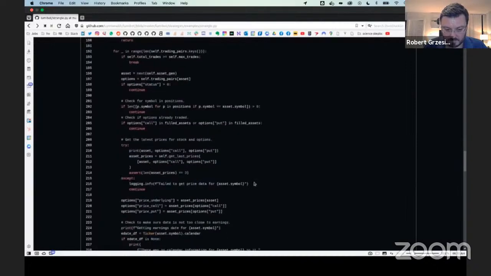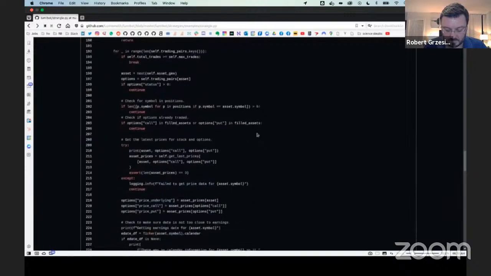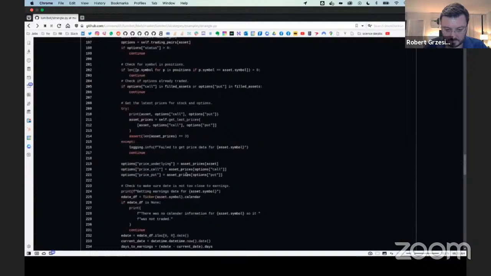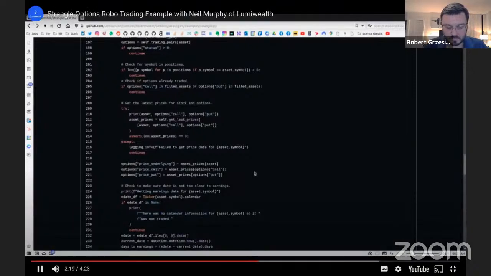When we set up the initial positions, we do it here and create positions. I'm just going to point out a few key things here. We're going to get all the prices for the underlying and for the calls and puts, put them in our dictionary, and we use those for our analysis.